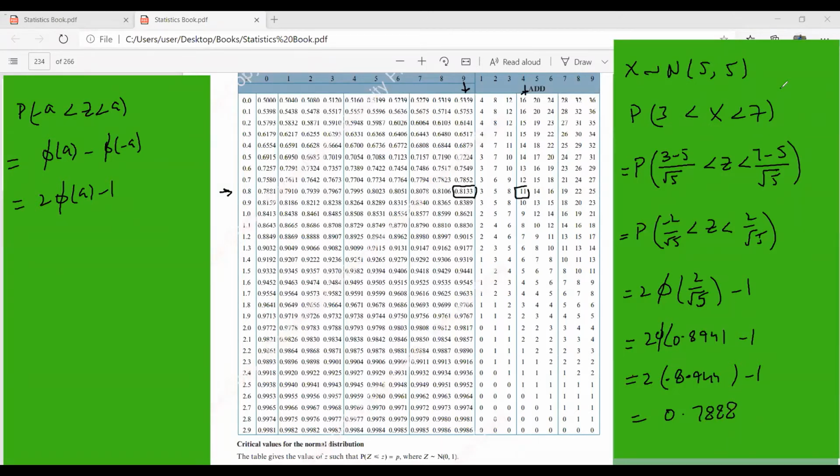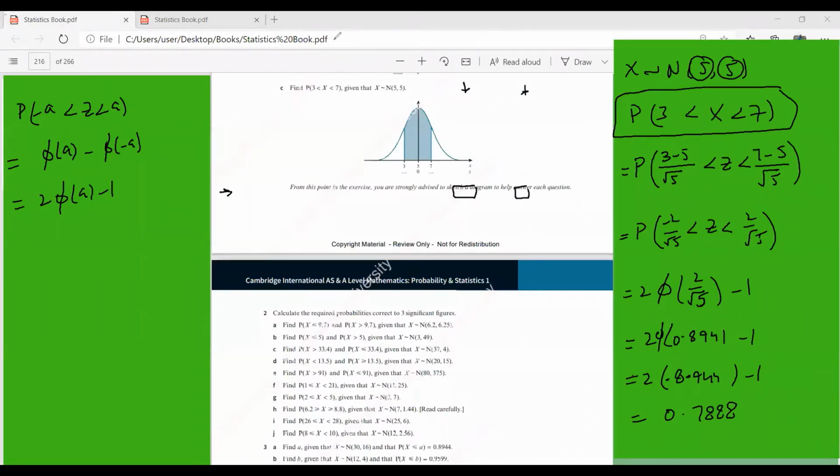So that is the answer to this: if you have this mean and this variance, the probability for something to be between this range is going to be 0.7888. Okay? Similarly, you look at these questions now.